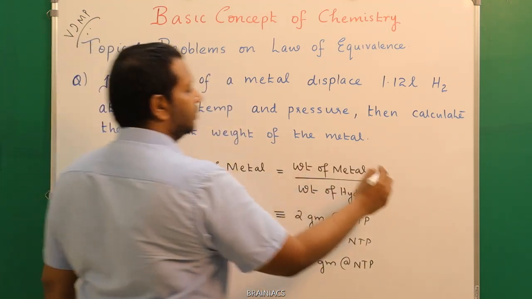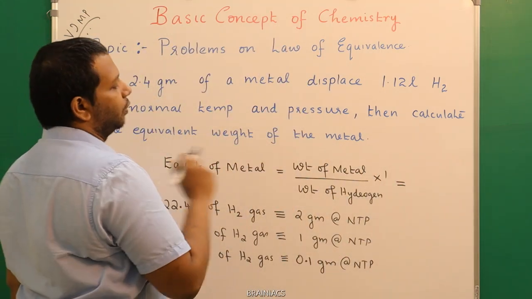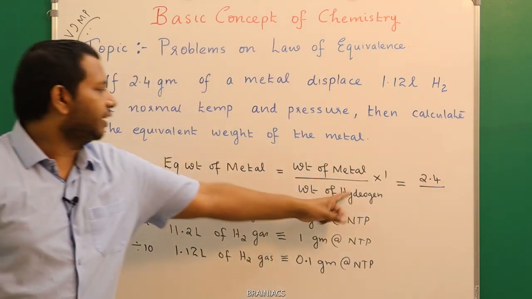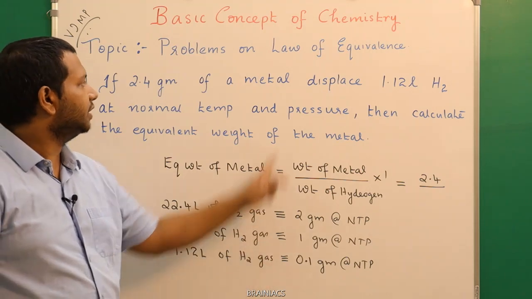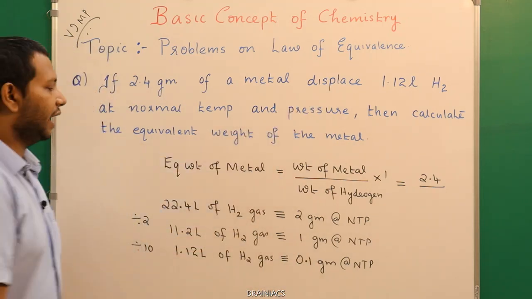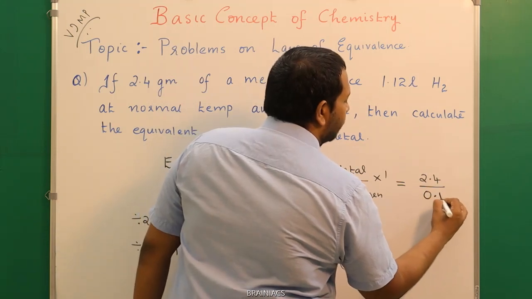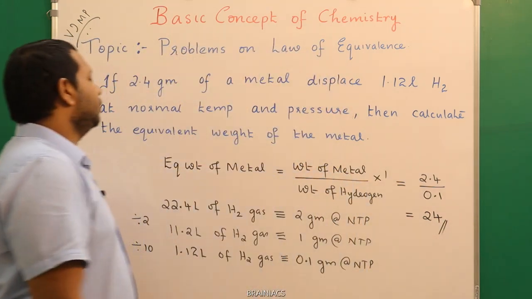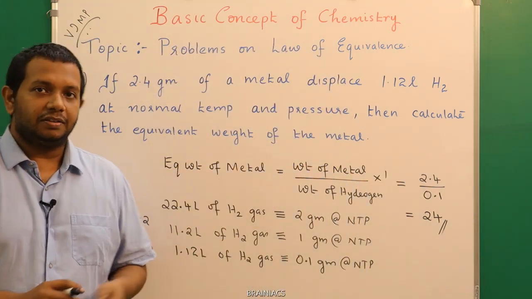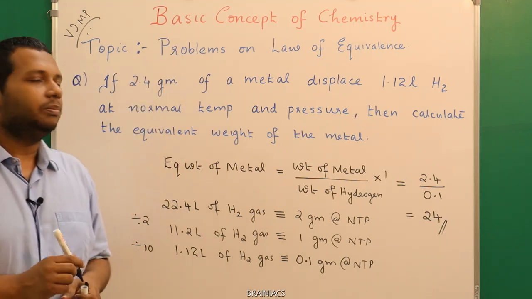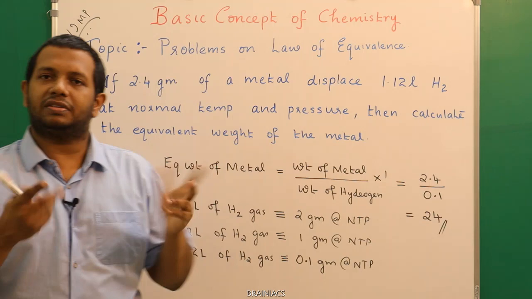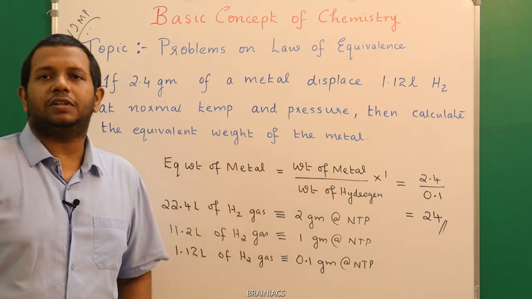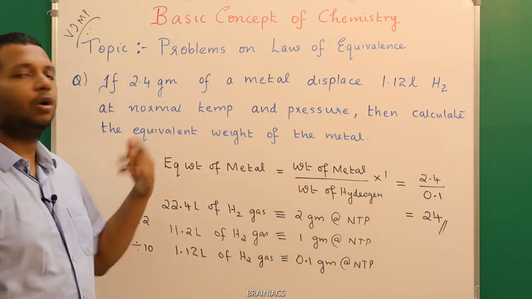So if I am applying here, what is the weight of the metal? The weight of the metal is 2.4 gram. So 2.4 divided by the weight of the hydrogen. 1.12 liter of hydrogen gas will have a weight of 0.1 gram. So 0.1 I am applying here. 0.1 is nothing but 1 by 10. So this will become 24. So I can say the equivalent weight of the metal is equal to 24. This is how we apply the hydrogen displacement method, because they are talking about metal and hydrogen. So we can easily understand it is the hydrogen displacement method to be applied to get the equivalent weight of the metal. I hope you understood the question. So we will go with the next question.